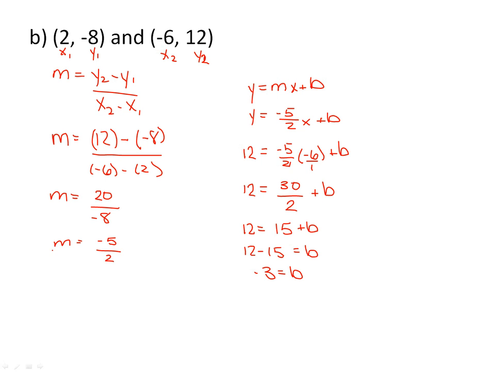So now that I know my value of m and my value of b, I can finish the equation by writing in my slope of negative 5 over 2 x minus 3, because that is my value of b. Okay, and that is it. So at this point, I would like you to go ahead and do the assigned work.